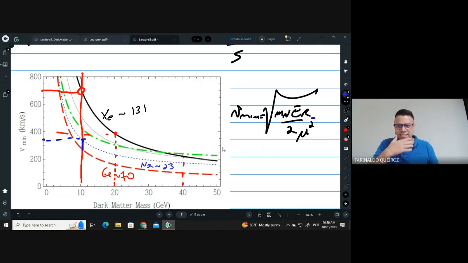So all these things sound easy for now, I just see the formula. But this is research that was developed 10, 12 years ago. Now it's in books, but it was 12 years ago. So they observed a signal consistent with a dark matter of 10 GeV, but the xenon detector did not see it.